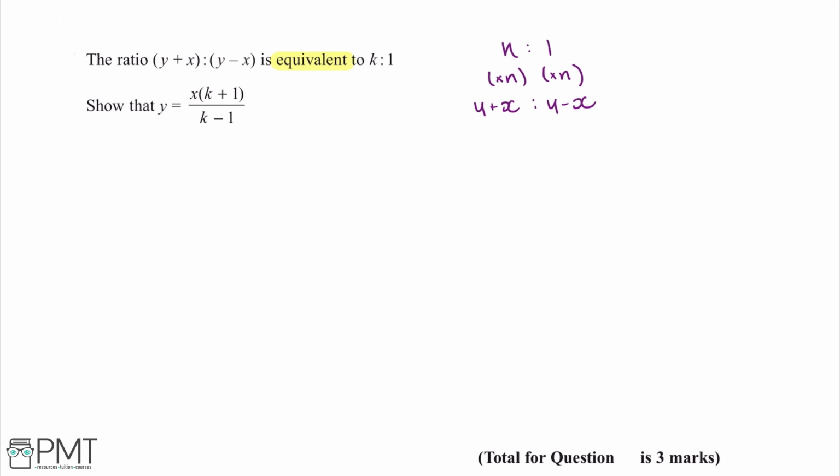Now because of this, k divided by 1 will be equal to y plus x divided by y minus x. And we'll get our first mark for writing this equation. Now what we need to do next is show what y is equal to. So we want to rearrange this equation to make y the subject. So k divided by 1 is equal to k.